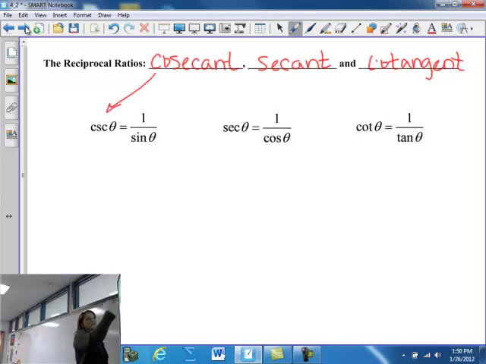Okay, so here are their abbreviations. The cosecant is abbreviated CSC. That was really easy for me because my college was Chadron State College, CSC. How about Colorado Springs, Colorado? Colorado Springs, Colorado is beautiful. Okay, we're going to use that again later with Colorado Springs.